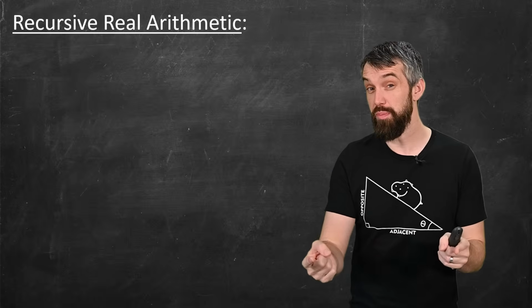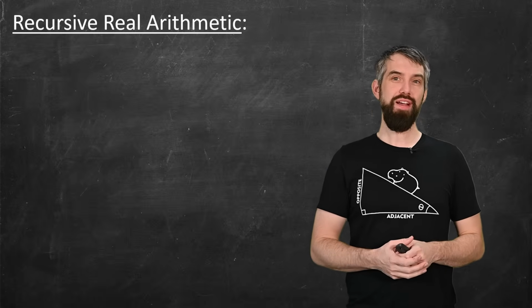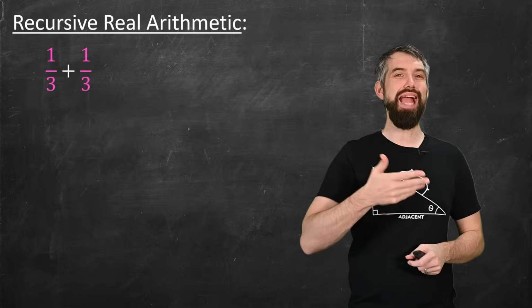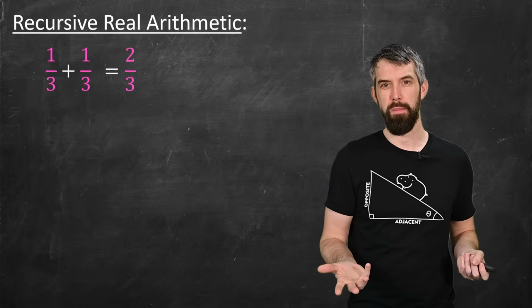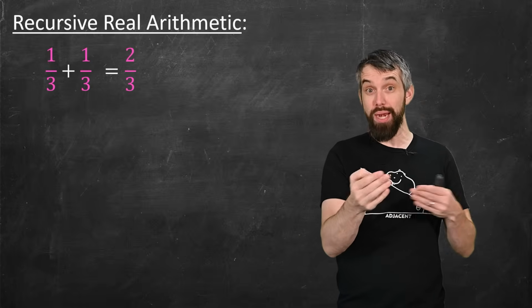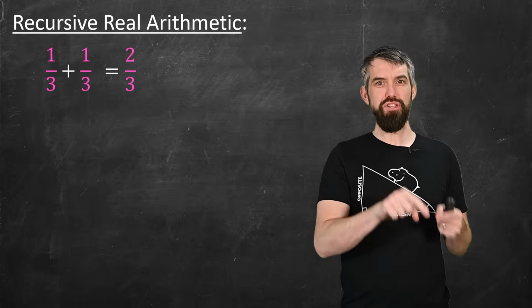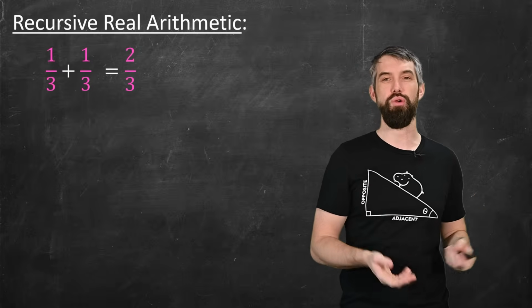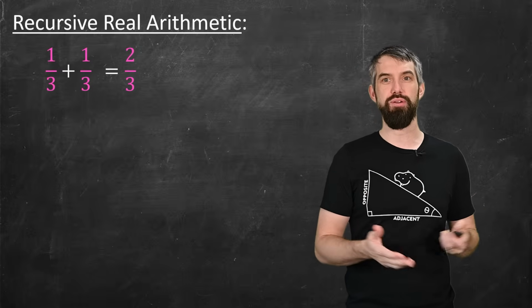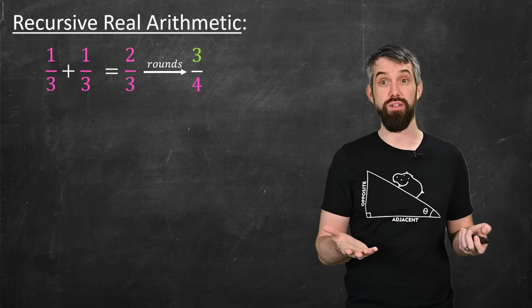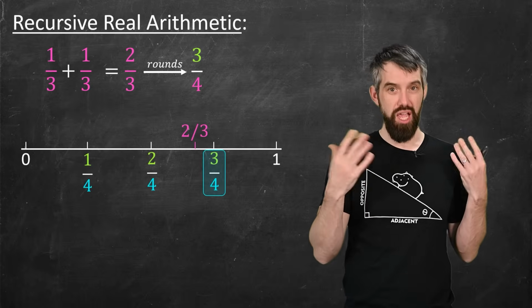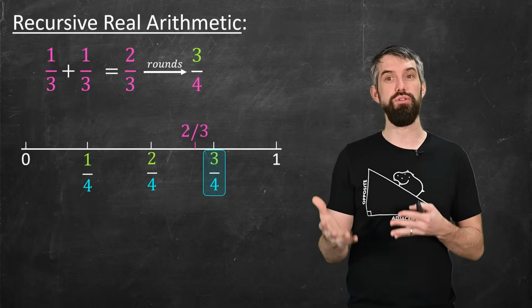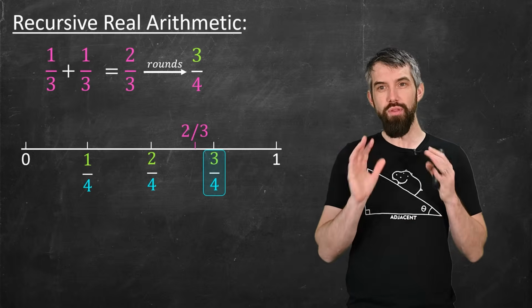But can we do arithmetic? Well, if I take something like 1/3 plus 1/3, look, you and I know that this adds up to 2/3, right? The algorithm might not know that, but you and I know that. And if we have 2/3, and let's approximate, let's say, to the nearest quarter, 2/3 approximated to the nearest quarter is 3/4, right? So we know this better be the answer.